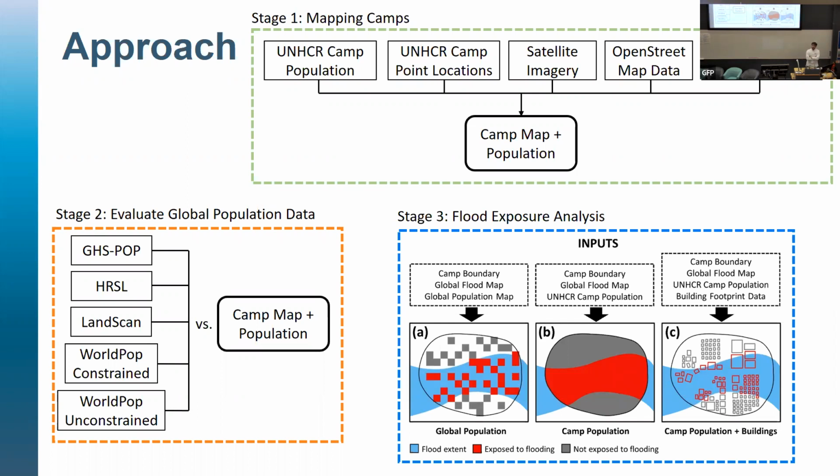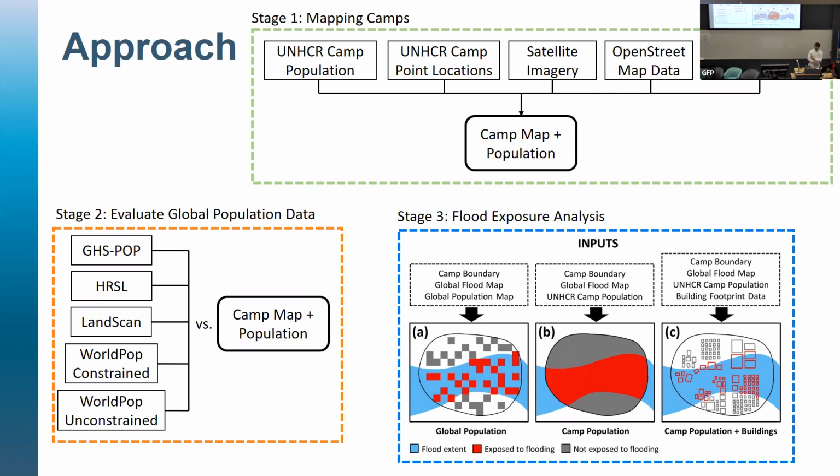The final stage was the flood exposure analysis. We took 3 approaches to calculating flood exposure. The first was a traditional approach using global data sets, where we just intersected a global flood map with a global population map. In the second approach, we assumed that the UNHCR camp population was distributed evenly across the camp area. And in the third approach, we distributed the population data across the building footprint data.